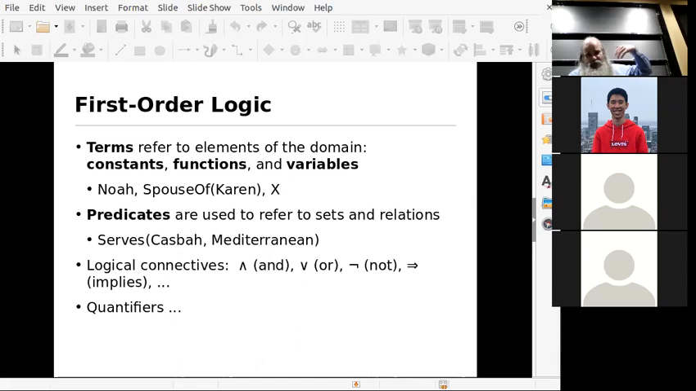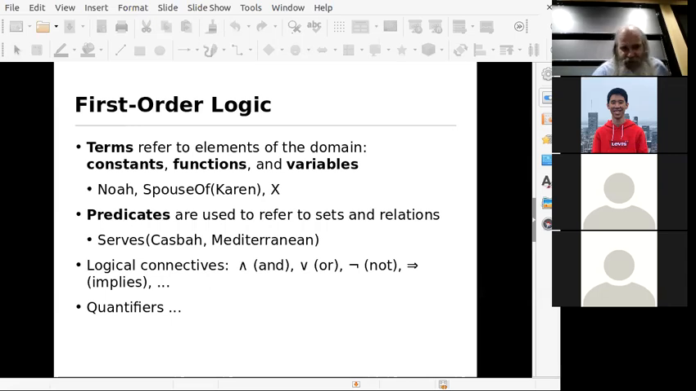Terms refer to actual elements in the domain. So we have a symbol that's a term, okay? And we have constants, because we might want to have constants. We can have functions and variables. You'd be familiar with these type of things in programming languages. So Noah would be a term, and spouse of Karen, oh, I now know who the Noah probably is. And we could have variables as well. They'll often be X, Y, Z. Or they might be in italic, or you just have to work them out, and it's not always obvious, sorry.